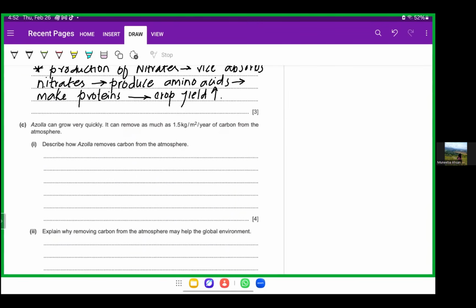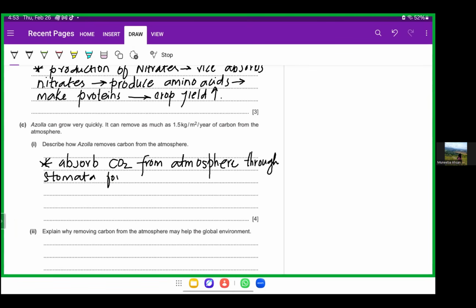So what will Azolla do? It will absorb carbon dioxide from the atmosphere. Okay, it will absorb it from the atmosphere through stomata. For what purpose? For photosynthesis.